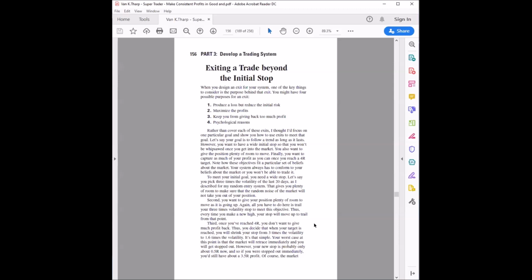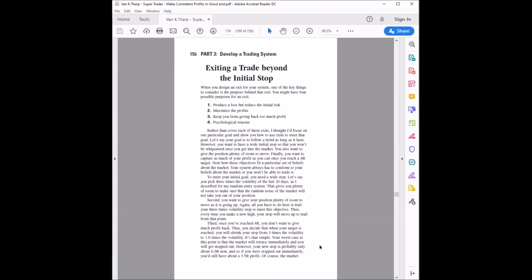So let's make this very, very simple. Let's say you have $100 that you put on Bitcoin, 20% stop. So if you lose $20, you would be out. Well, if you gain 4 times that $20, or $80, you should be concerned about giving it back. So you decide when your target is reached, you'll shrink your stop from 3 times volatility to 1.5. So he pulls it up halfway. He says it's that simple.